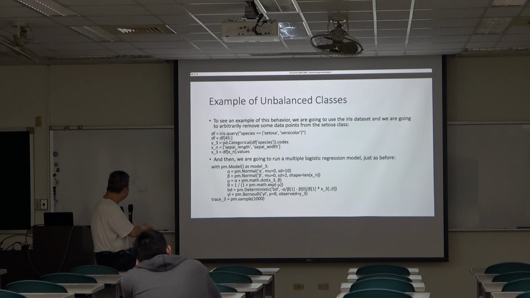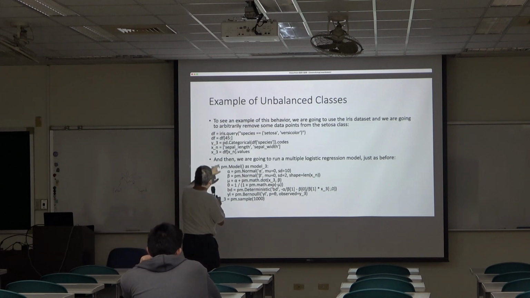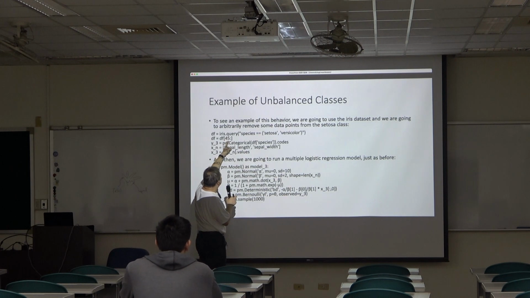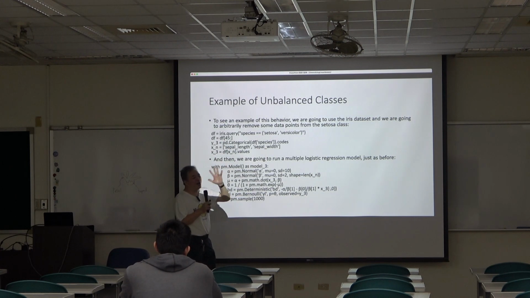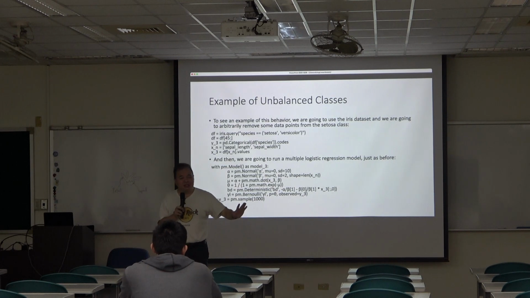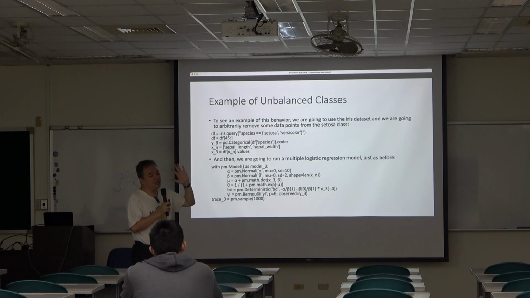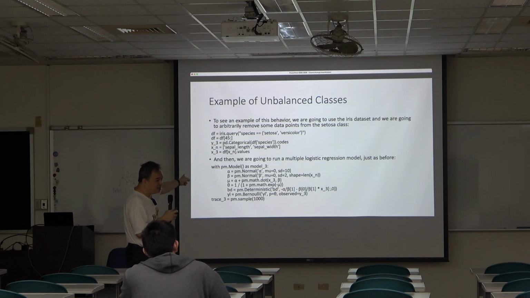But now, if you look here, we try to get the entries after the 45. Because the first 50 are setosa, and then the next 50 are versicolor, we try to remove the first 45. It means we only keep 5 entries for the setosa, and the other 50 for the versicolor remain in the data.